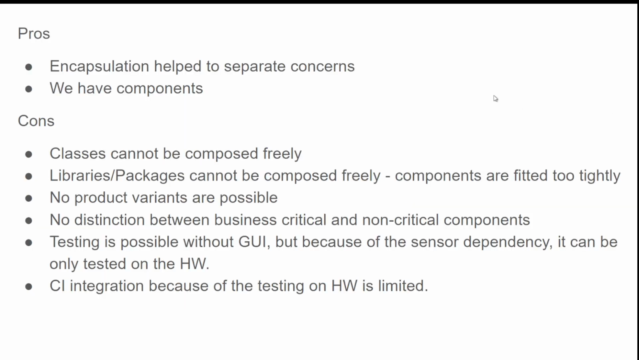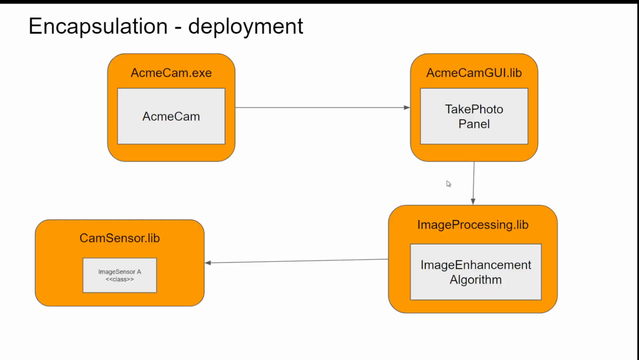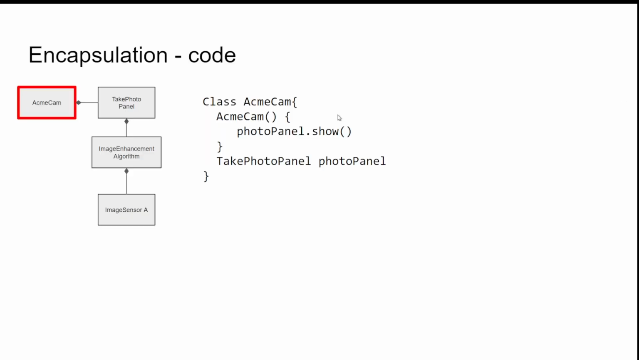We still have this problem that the business critical logic and the non-critical components are still mixed together. You can see here our image processing library is still not independent. It depends on a specific camera sensor library, and this dependency exists on the library level, and also on the class level.